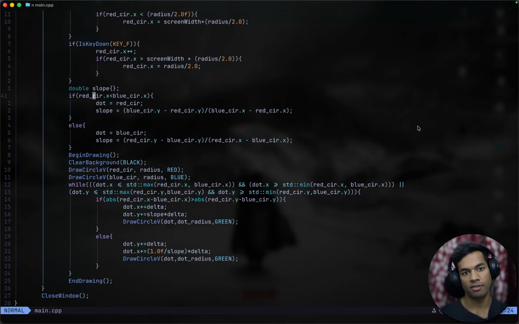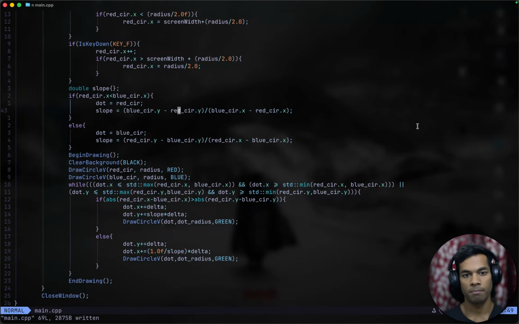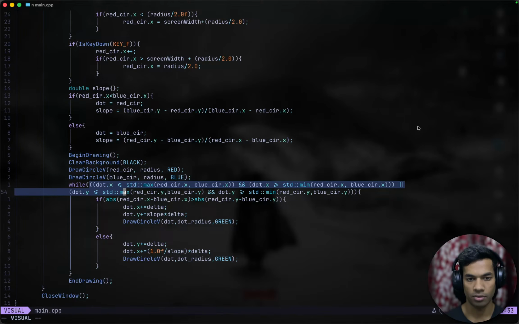because x of red is smaller than this, okay, and our slope would be also pretty cool. Slope is also correct: y of blue circle minus y of red circle divided by blue circle x minus red circle x. That is correct. And then I guess this condition is not getting true quite a bit.